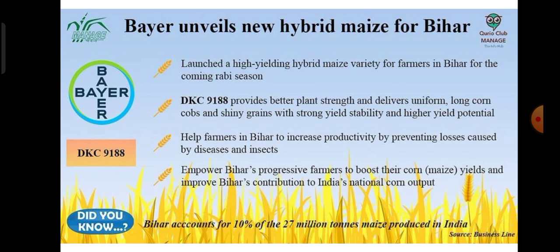The hybrid name is DKC 9188, launched as a high yielding hybrid maize variety for farmers in Bihar for the coming Rabi season. Coming means now, as the Rabi season is already going on. This provides better plant strength and delivers uniform long corn cobs and shiny grains with strong yield stability and higher yield potential. It helps farmers of Bihar increase productivity by preventing losses caused by disease and insects.